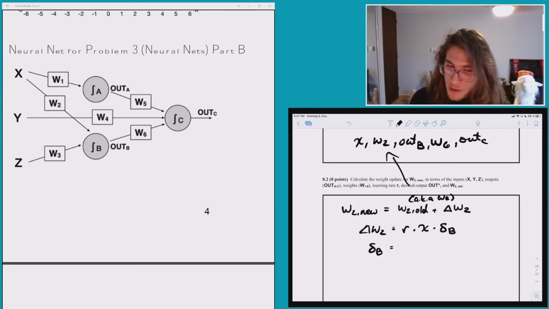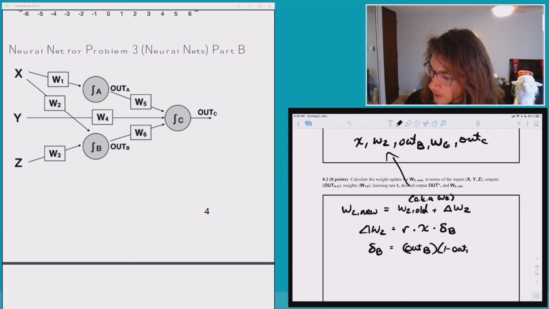And if you remember from the equations, it was the derivative of the sigmoid function, which is out B. Well, the derivative of the sigmoid function with respect to the input, if I'm not mistaken. More details on that in the rest of the office hours neural networks video that I mentioned. Out B times 1 minus out B, that is the derivative of the sigmoid.